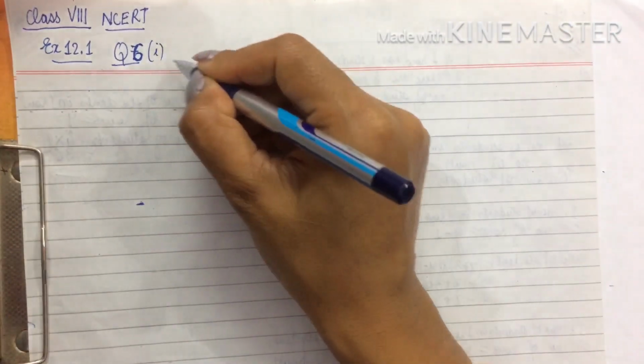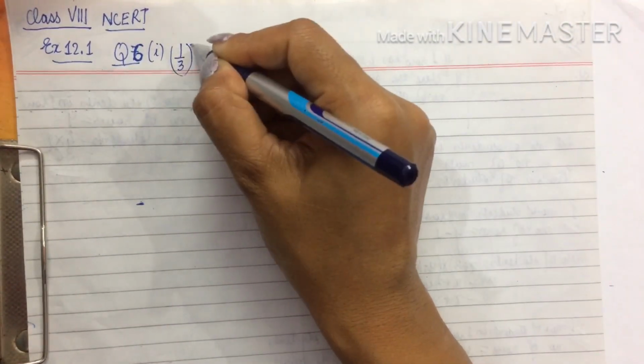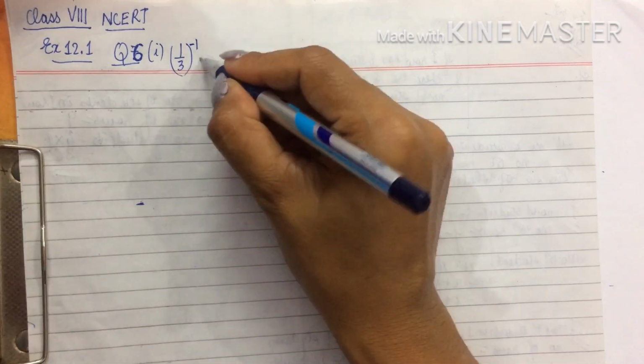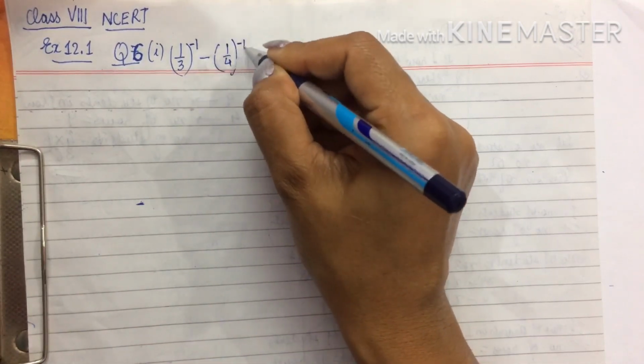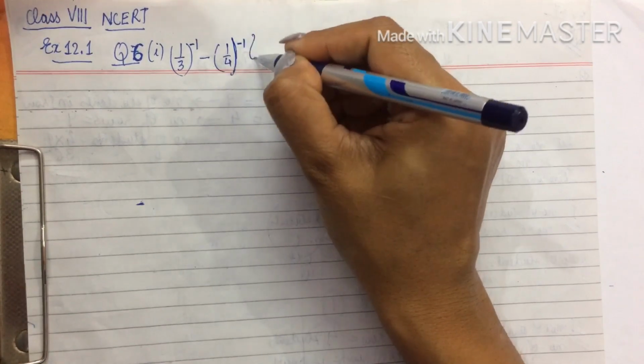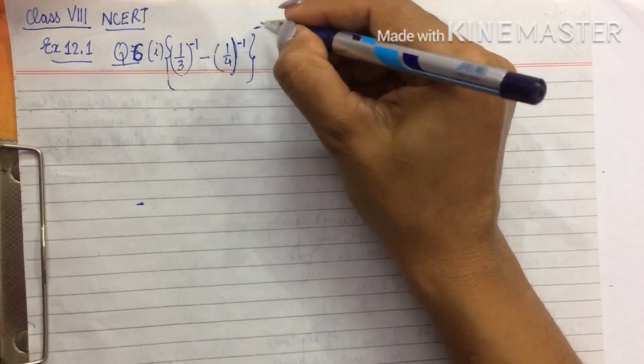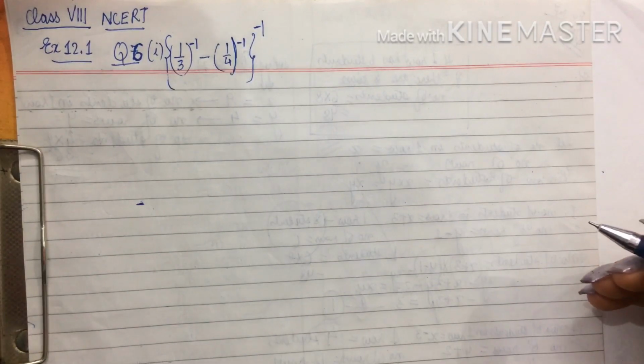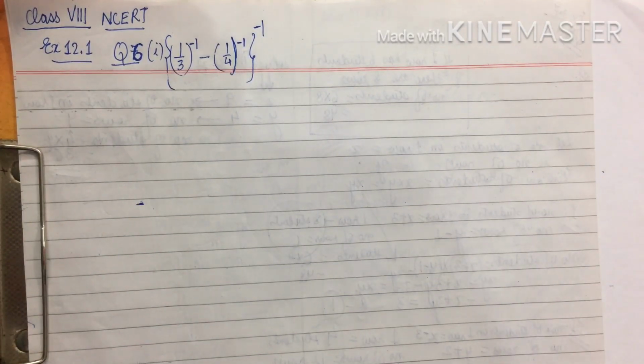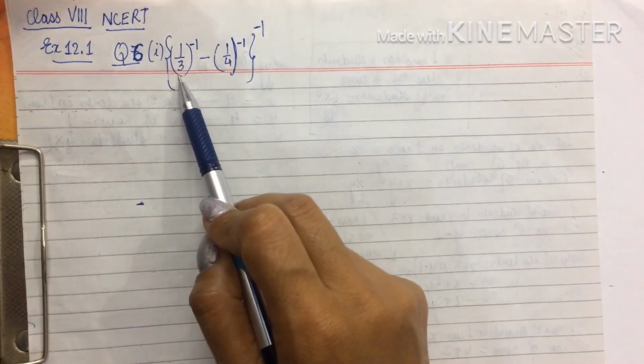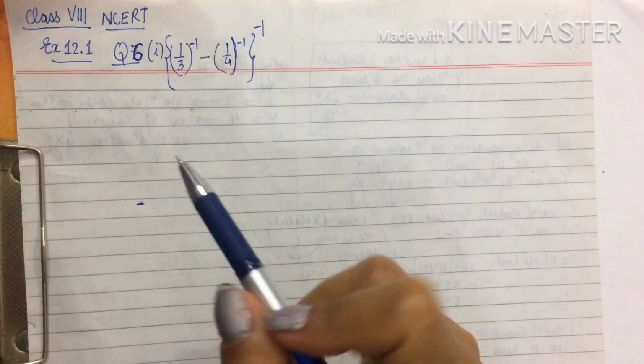First part, we've been given (1/3)^(-1) minus (1/4)^(-1), and together these two terms are in a bracket, and the whole bracket is raised to the power minus 1. So the rule to simplify brackets is to start with the innermost one. The smallest bracket, which is the innermost bracket, will be solved first, and then we move further outside. So right now we will be solving these two round brackets.